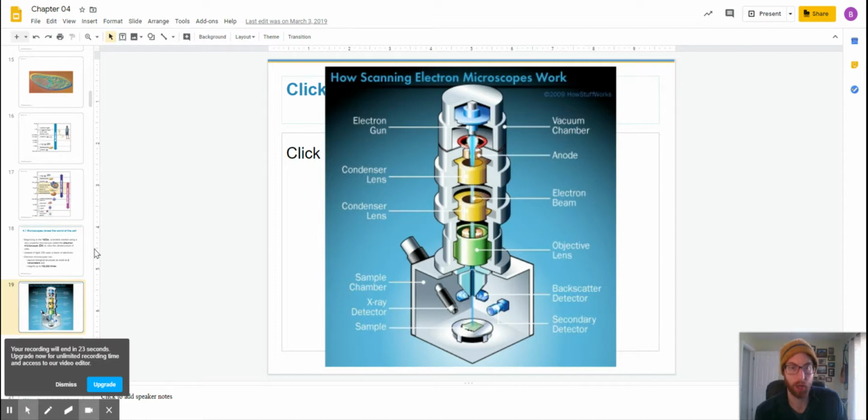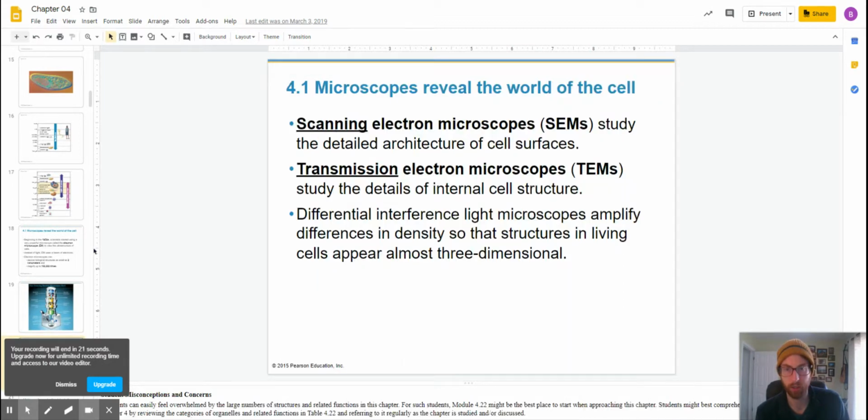All right. This is just a graphic illustrating our scanning and transmission, with definitions for them. Scanning is providing the outer surface, versus transmission, which is going into the innermost anatomical pieces.